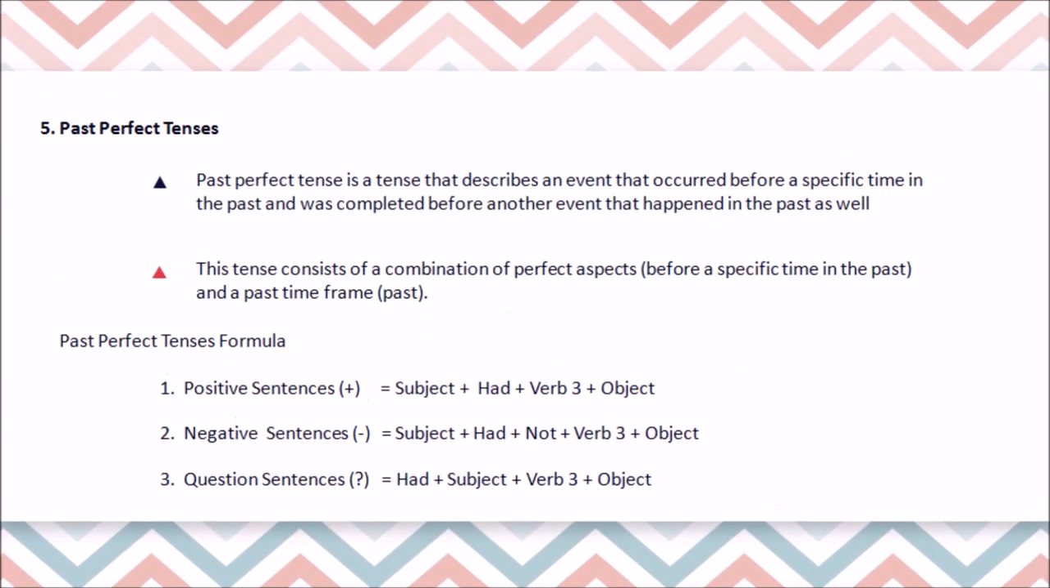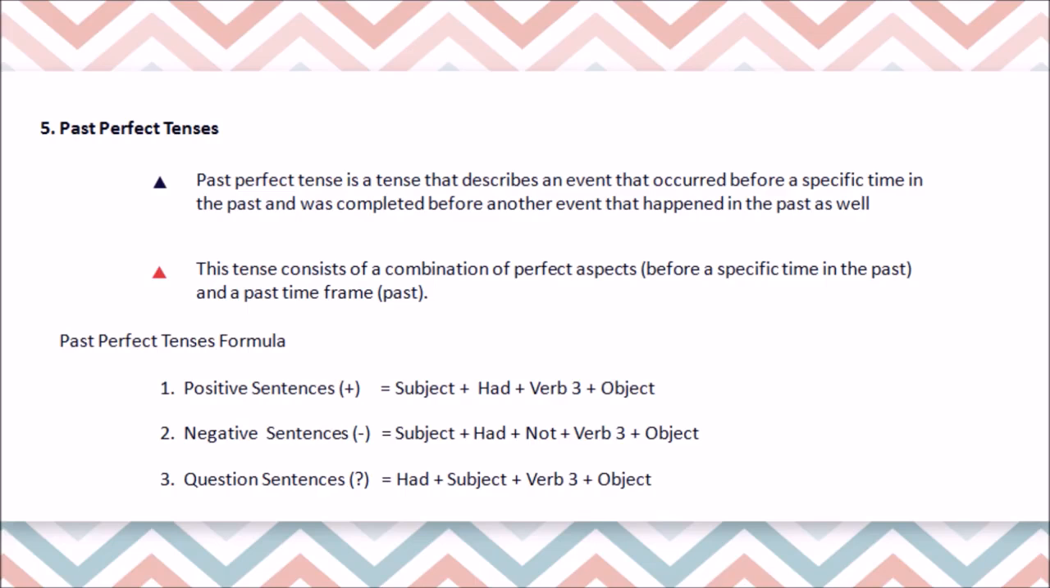The next is past perfect tense. Past perfect tense is a tense that describes an event that occurred before a specific time in the past and was complete before another event that happened in the past as well. The tense consists of a combination of perfect aspect before a specific time in the past and a past time frame.